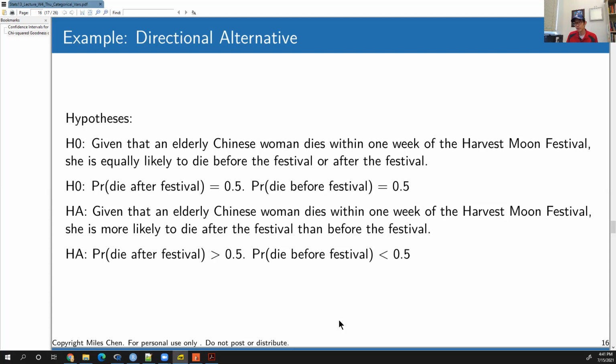less than 0.5, okay? And we can write a directional hypothesis because there's only two categories, which means if we want the dying after a festival to be greater than 0.5, it means the other category has to be less than 0.5. Or again, if you have more than two categories, it's not possible to fully allocate out which proportions should be greater or less.